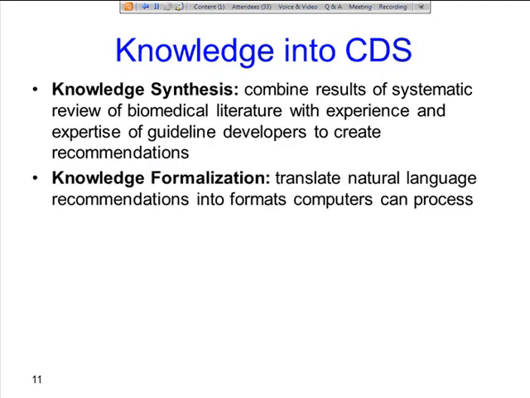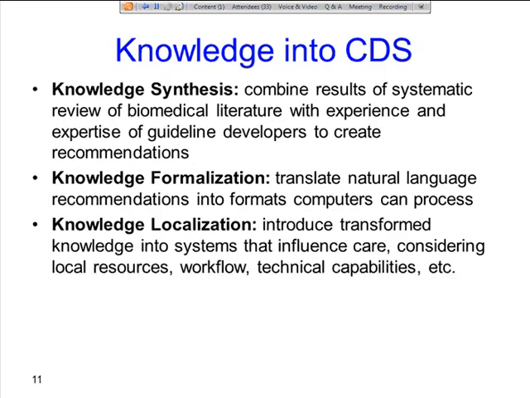Knowledge formalization is an intermediate process where we translate these natural language recommendations into formats that computers can process. And then there's knowledge localization, introducing this transformed knowledge into systems that actually influence care, considering local resources, workflow, technical capabilities.